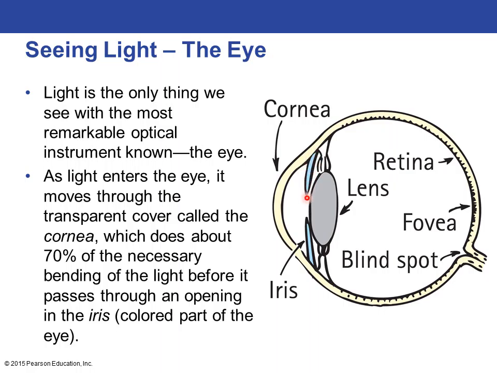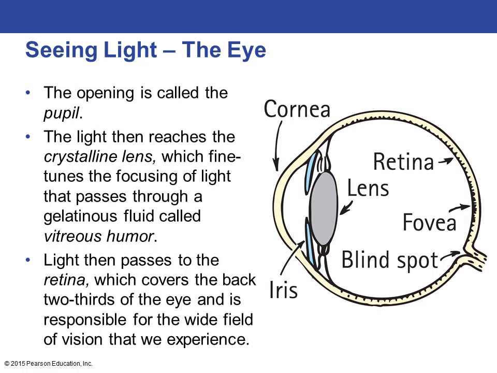So this is your iris here, these blue things. So the light will pass through the cornea. It will get bent to the right direction to be able to help you see the light, and it will go through this opening in the iris, the colored part of the eye. The opening is called the pupil. So this opening here is the pupil, the black part that you see.